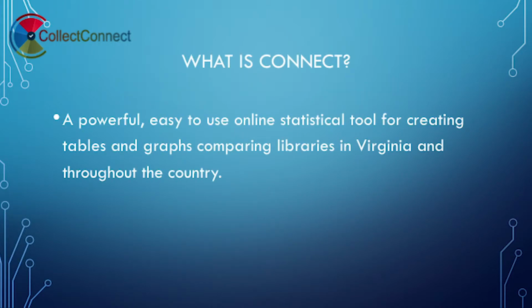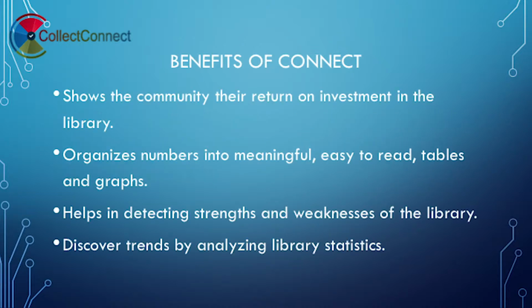What is Connect? Bibliostat Connect is a powerful, easy-to-use online statistical tool for creating tables and graphs comparing libraries in Virginia and throughout the country. Benefits of Connect. By using Connect, the library can show the community their return on investment in the library, organize numbers into meaningful, easy-to-read tables and graphs, help in detecting strengths and weaknesses of the library, and discover trends by analyzing library statistics.